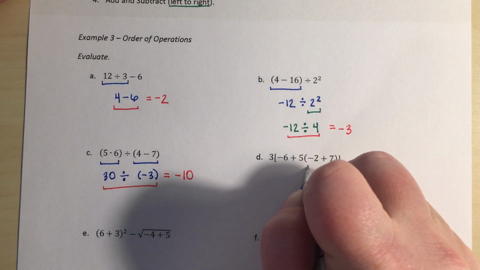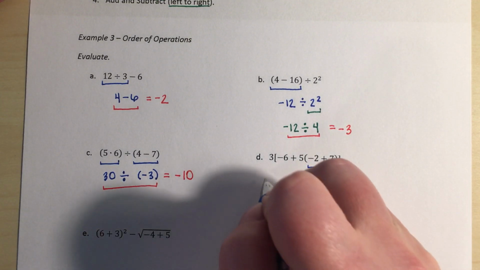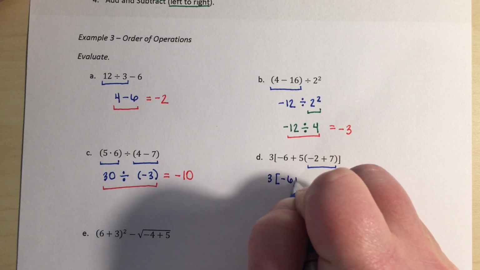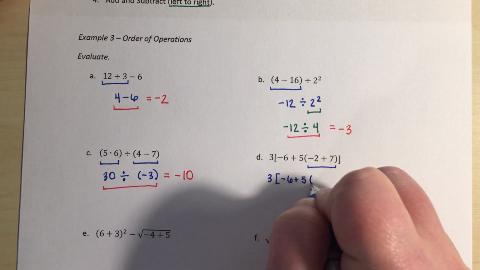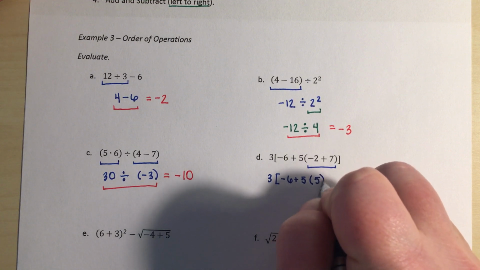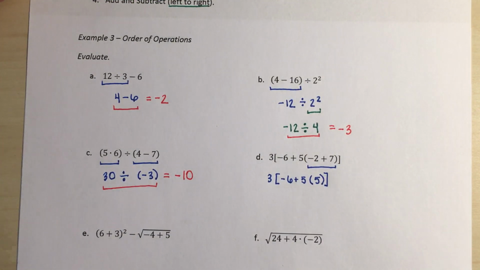So the first thing I'm going to do here is take care of this center set of parentheses. Right, I'm going to copy everything else down on my problem as it hasn't changed. So I still have a 3 out front. I have -6 plus 5. Right, and then in parentheses, -2 plus 7 is going to give us a +5. And then I'm going to close it off with our bracket.